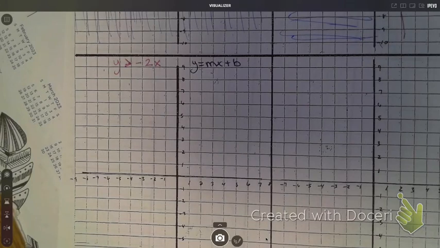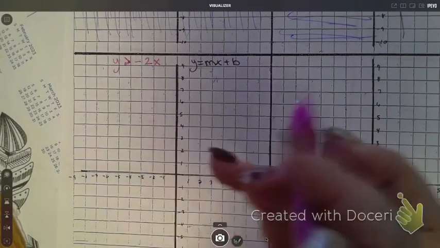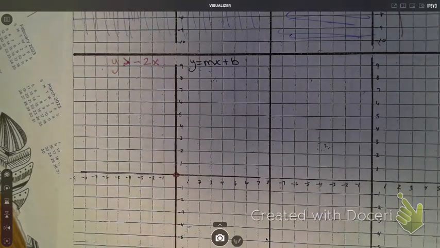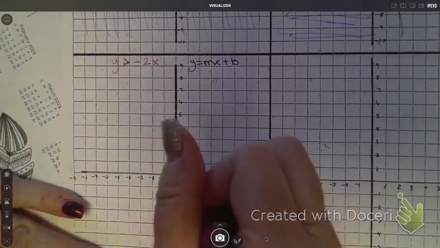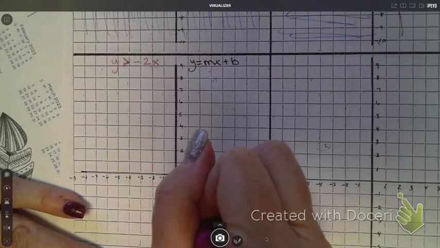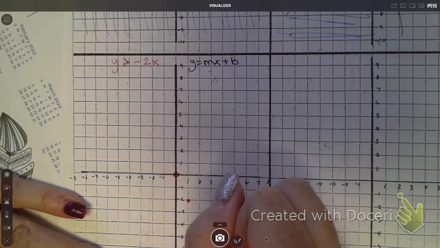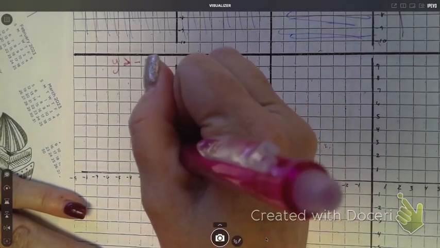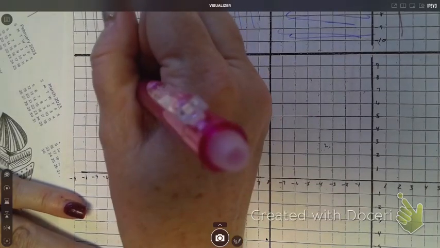I gave it to you. 0. Look at this one. Well, there's nothing there, right? So it's 0. Okay? What is my slope? Negative 2 over 1, yes? So I go down 2, right 1. And if I go up 2, I have to go left 1. We've been working on all this, yes?